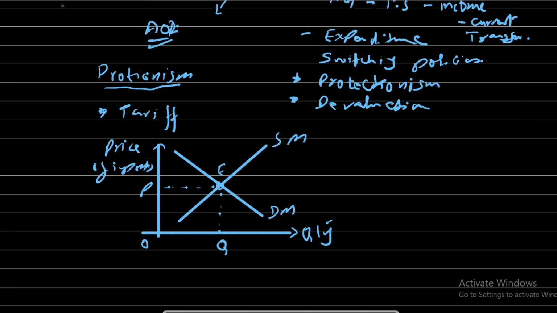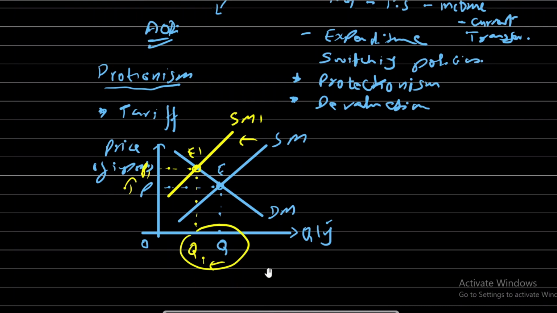If the government imposes a tariff, that is an indirect tax, it will reduce the supply of imported goods. So the supply curve will move from SM to SM1, to the left. As a result, equilibrium will move from E to E1, where the quantity of imports will decrease from Q to Q1. Price will increase from P to P1. So now imported goods are more expensive and the volume of imports has decreased. So there is a decrease in volume of imports, so the balance of payment may be corrected.